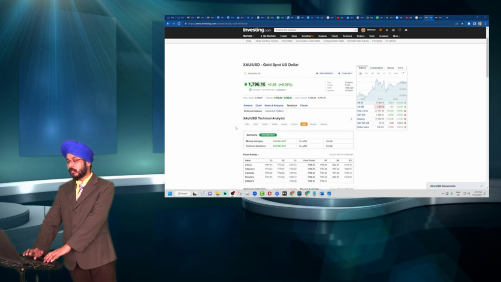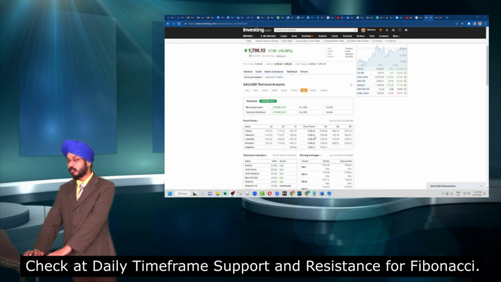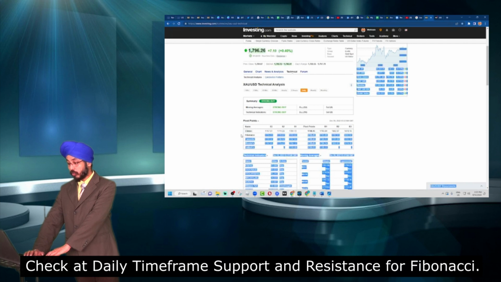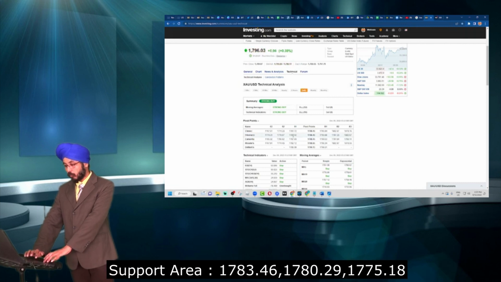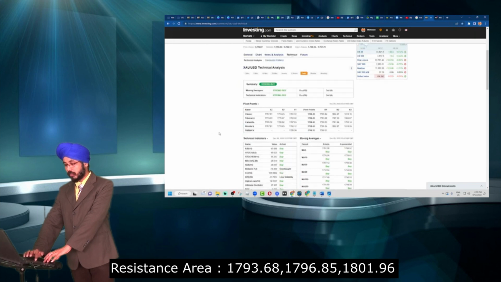Technical analysis. First and foremost, we will go with investing.com. Based on Fibonacci, we have 3 support points and 3 resistance points. The first support point is 1783.46. The second support point is 1780.29, and the third support point is 1775.18. Resistance 1 is 1793.68, resistance 2 is 1796.85, and resistance 3 is 1801.96.